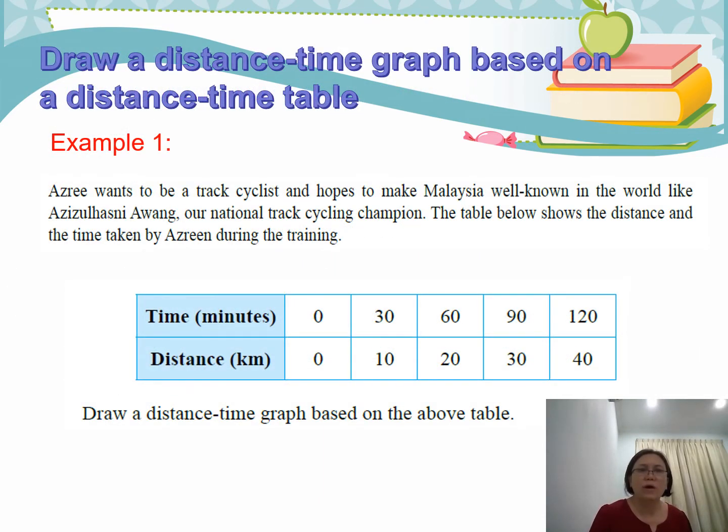So we go to our Example 1. Draw a distance and time graph based on a distance and time table. Azli wants to be a track cyclist and hopes to make Malaysia well known in the world like Azizul Hasni Awang, our national track cycling champion. The table below shows the distance and the time taken by Azli during training. The first row shows the minutes and the second the distance in km. Draw a distance and time graph based on the above table.